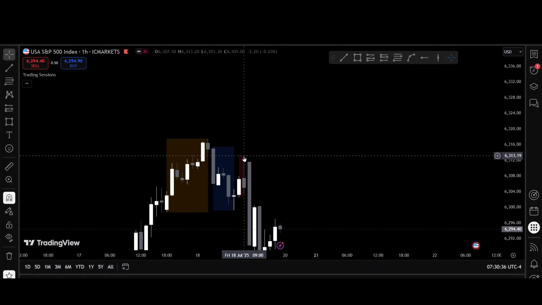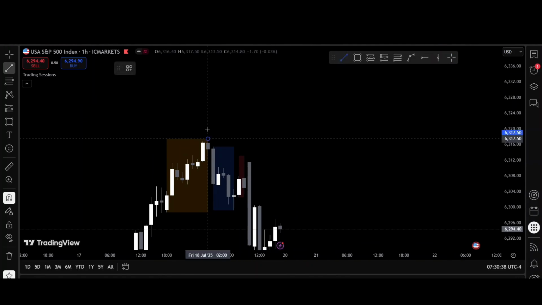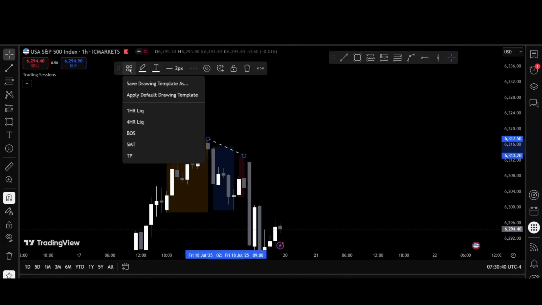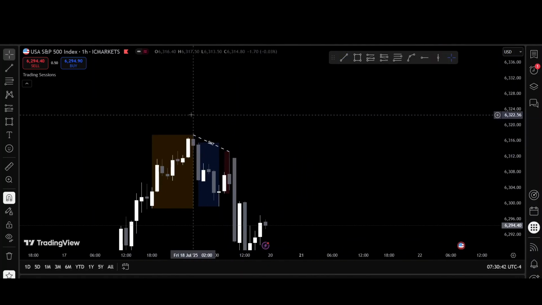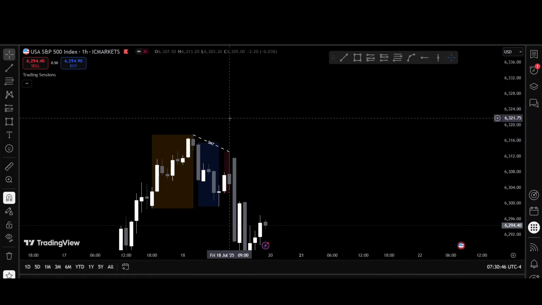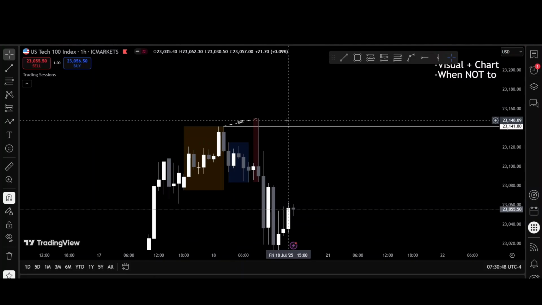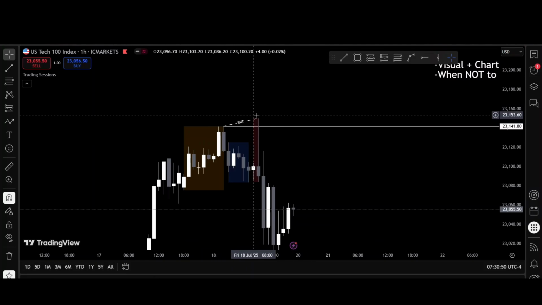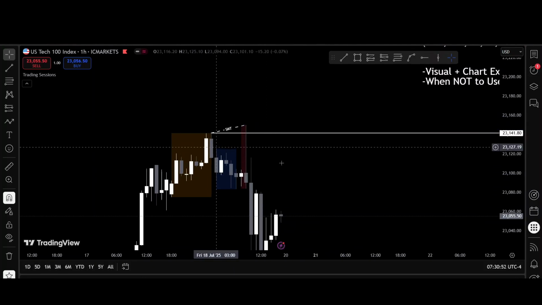Right here, we made a lower high. Also, you gotta make sure you're aligning the time. Like this high is made at 2 a.m. and this high is made at 9 a.m. As you can see here, 2 a.m., 9 a.m. You gotta make sure it's the same time.